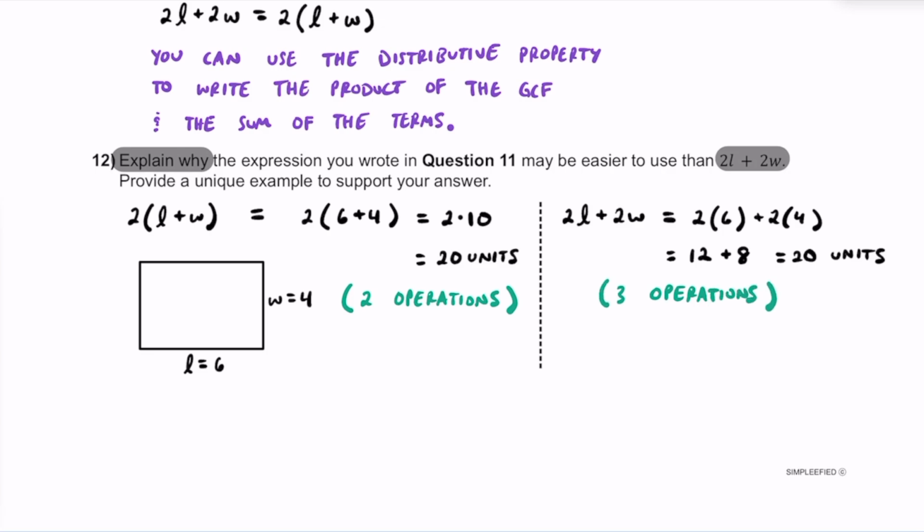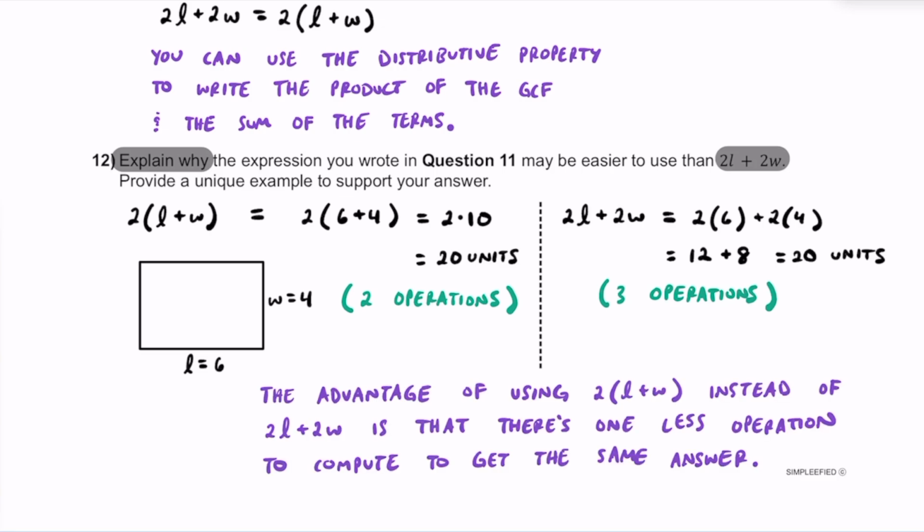So it's not that either one's wrong. One's one less step, one's one more step, but one you maybe are more used to seeing because maybe you didn't learn distributive property before. If we summarize this, the main advantage of using 2 times the quantity of L plus W instead of the 2L plus 2W is that there's one less operation that you have to evaluate or compute, but you're going to get the same answer. So why not do one less step if you understand how to use this method as well?